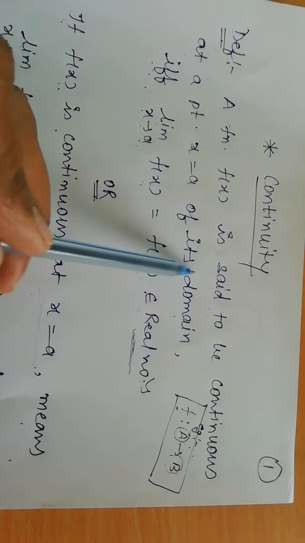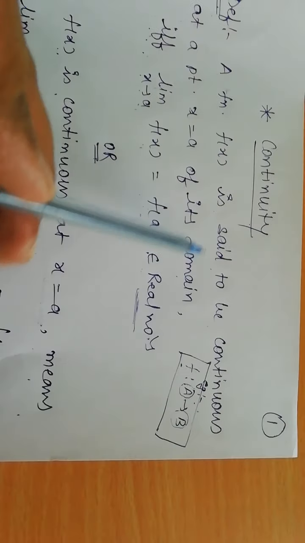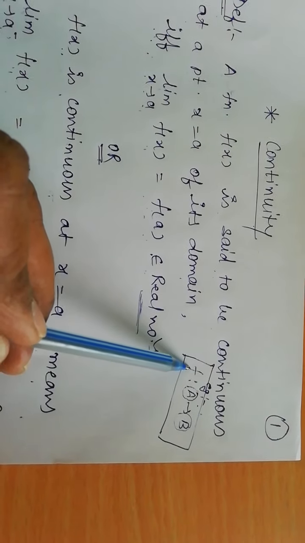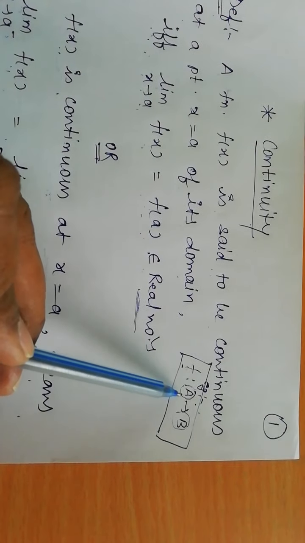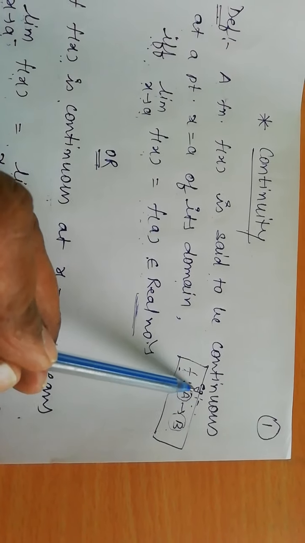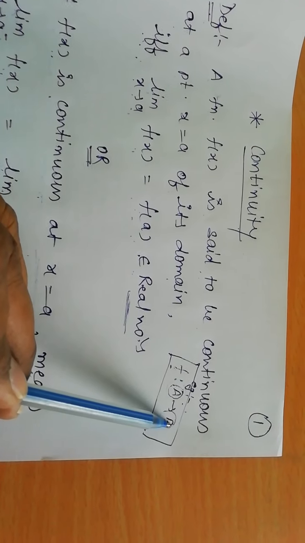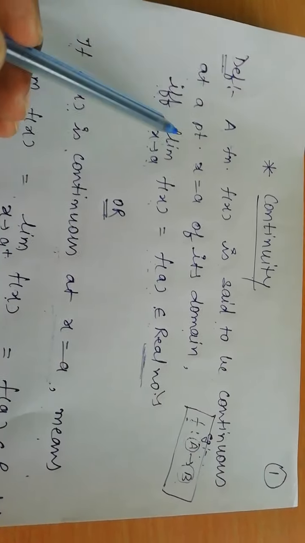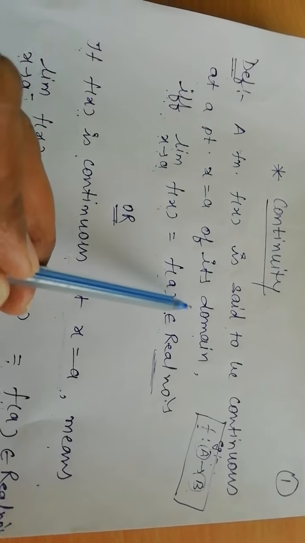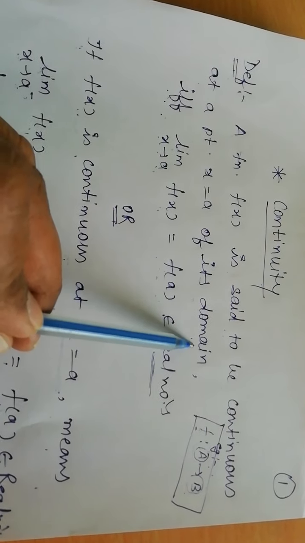Dear students, do you know about the domain? Let us consider one example. Let f is defined from a to b. Then a is called domain and b is called codomain of the function. So, this is the way to understand the domain.